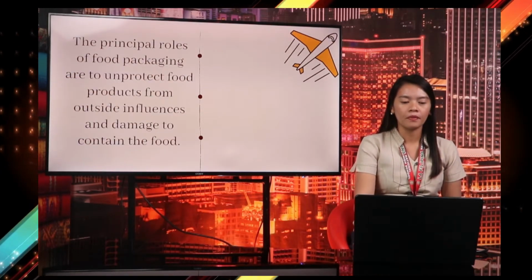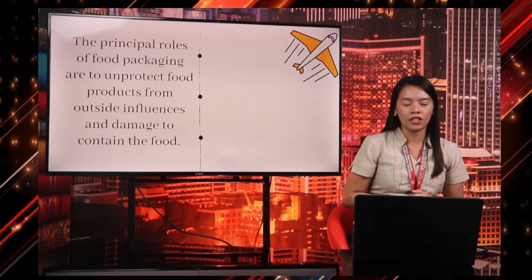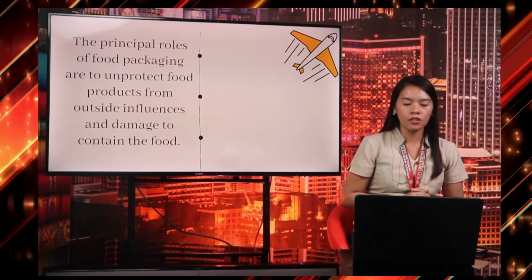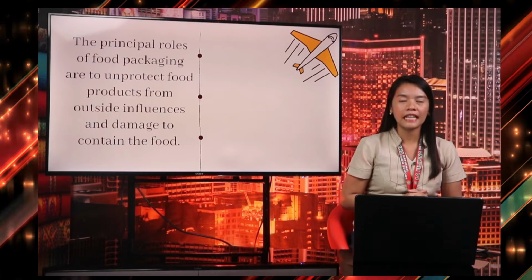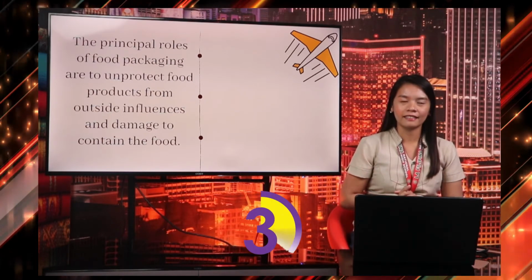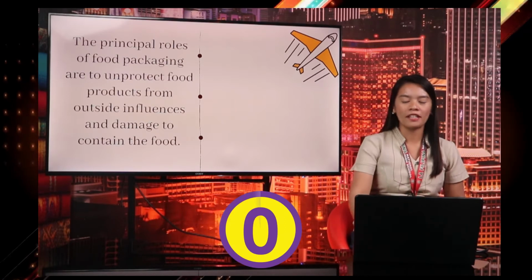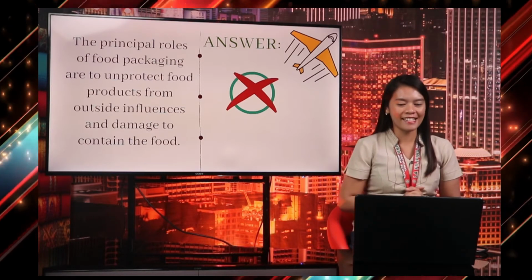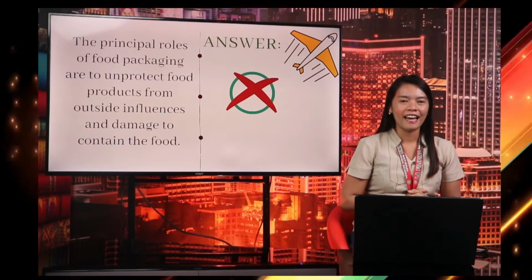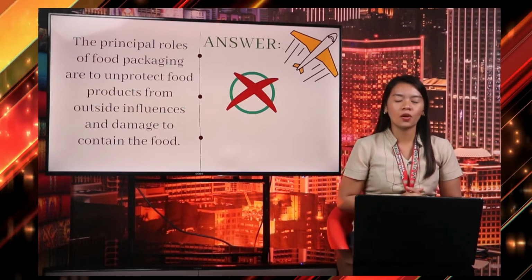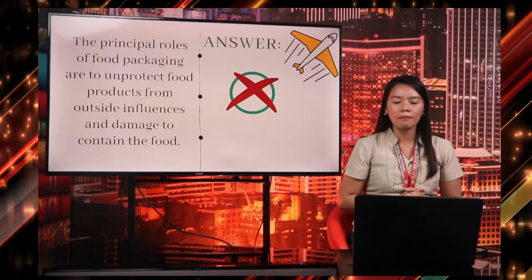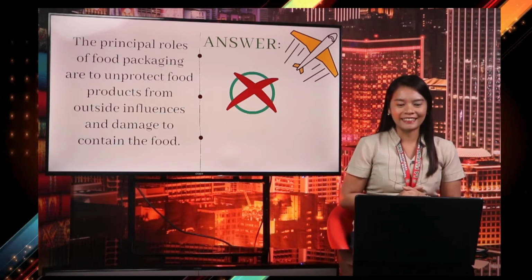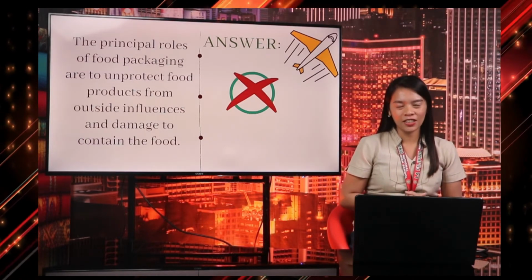Last item. The principal roles of food packaging are to unprotect food products from outside influences and damage, to contain the food. Is it check or X? What is your answer? Correct answer is X. I hope you have answered the questions correctly. Those are just some of the important lessons about selecting packaging materials. Let us now proceed with our discussion.